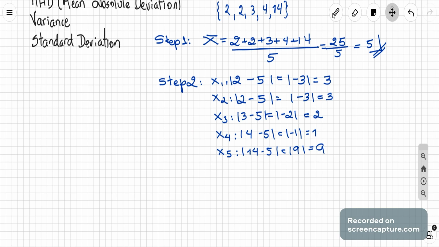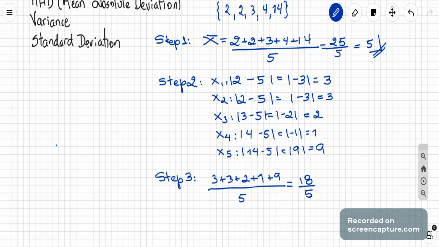Finally, the third step is going to be to calculate the average of them, okay? So it's going to be 3 plus 3 plus 2 plus 1 plus 9, divided by 5. Let's see how much it is. 3 plus 3 is 6. 6 plus 2 is 8. 8 plus 1 is 9. And 9 plus 9 is 18. 18 divided by 5, let's use the calculator. 18 divided by 5 equals 3.6. And that is how I solve the mean of absolute deviation.